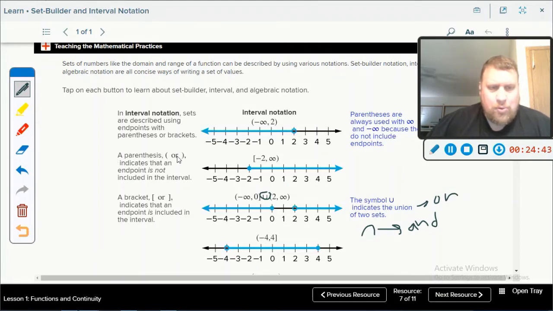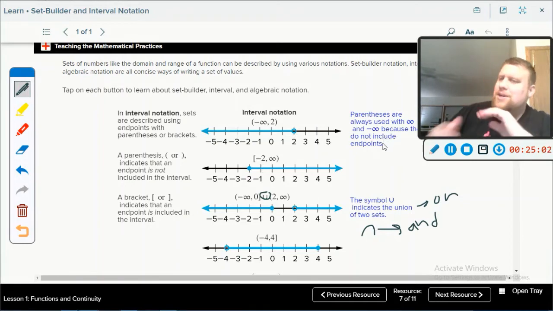And keep in mind, a parenthesis indicates that the endpoint is not included in the interval. And we also do it to infinity, because infinity goes on forever, so it's like you can never reach that point. That's why we include it with that. And the square bracket means it includes that endpoint. Okay? So I know it's going to take some practice, guys, but just go back to this. Use this as an example.